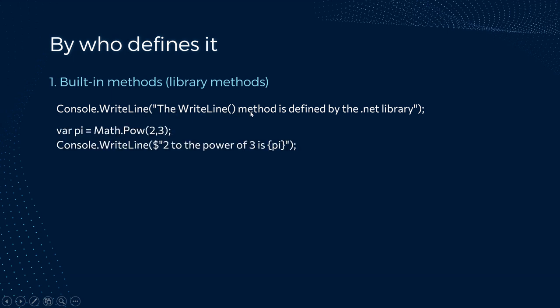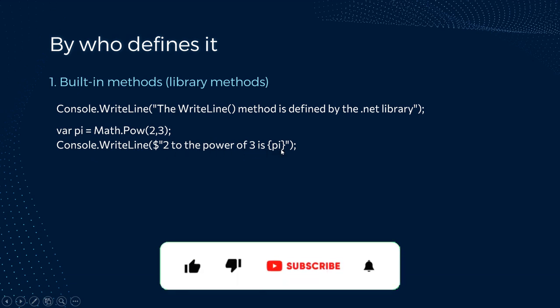Let's look at another method, that is Pow, P-O-W, and it gives you the power. So let's say 2 to the power 3, what will be the result? You can write Math.Pow(2, 3), so it will give you 2 to the power 3, and then it will return a value, and then you can print it. So Console.WriteLine, 2 to the power of 3 is this.